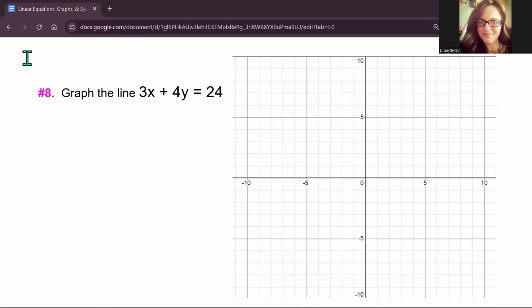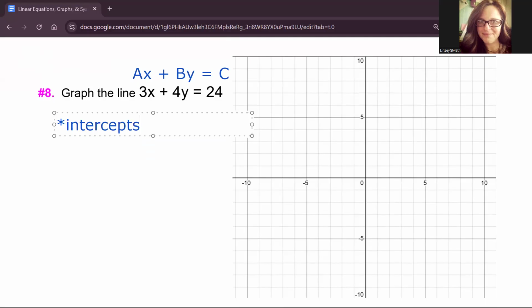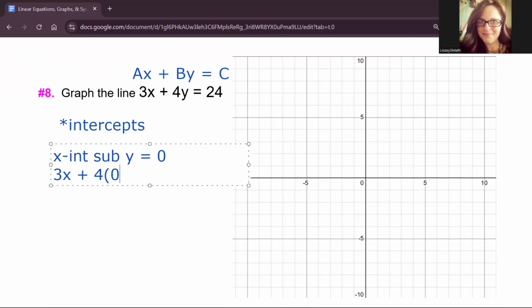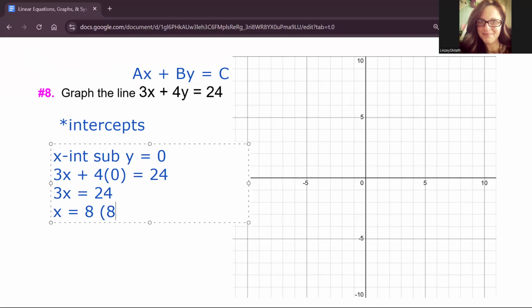Number 8, graphing a line. This line is given to us in standard form. When you see standard form, you want to think intercepts if you can. And to find the x-intercept, we'll sub in 0 for y. So 3x plus 4 times 0 equals 24. We get 3x equals 24. And our x-intercept is (8, 0).